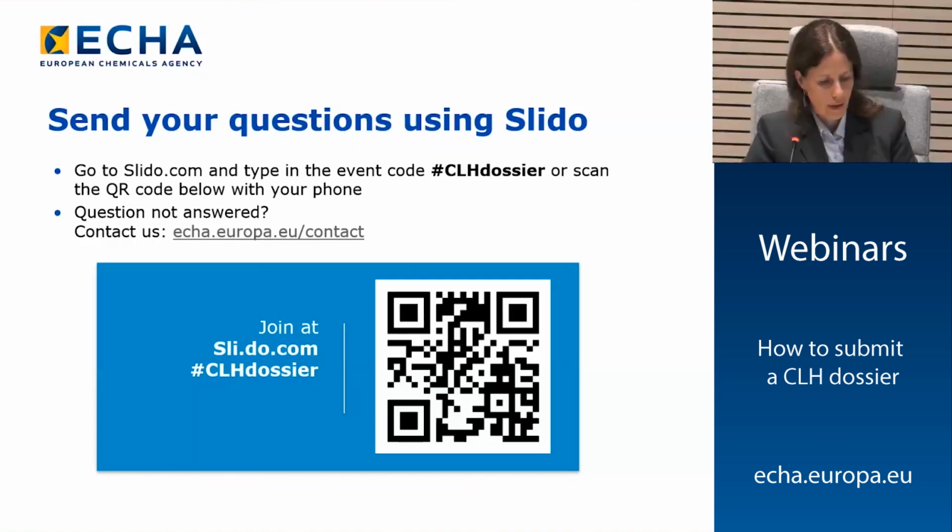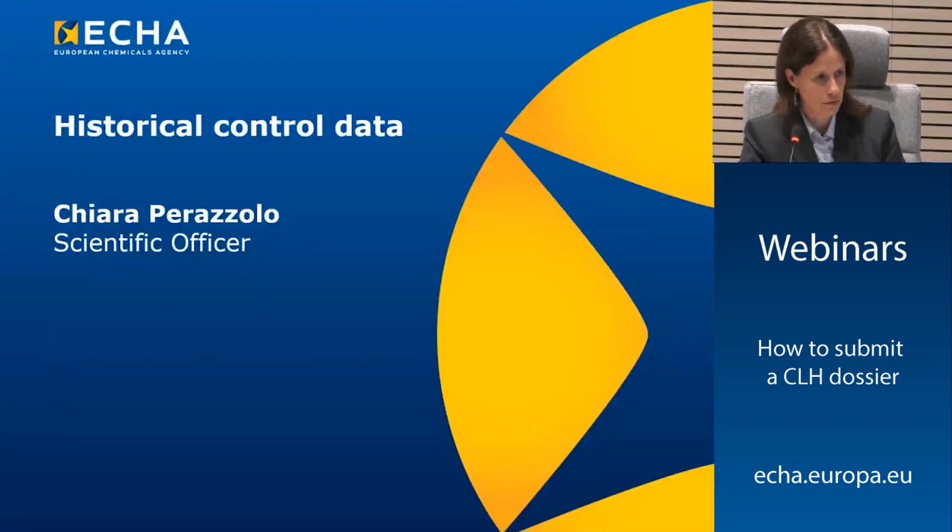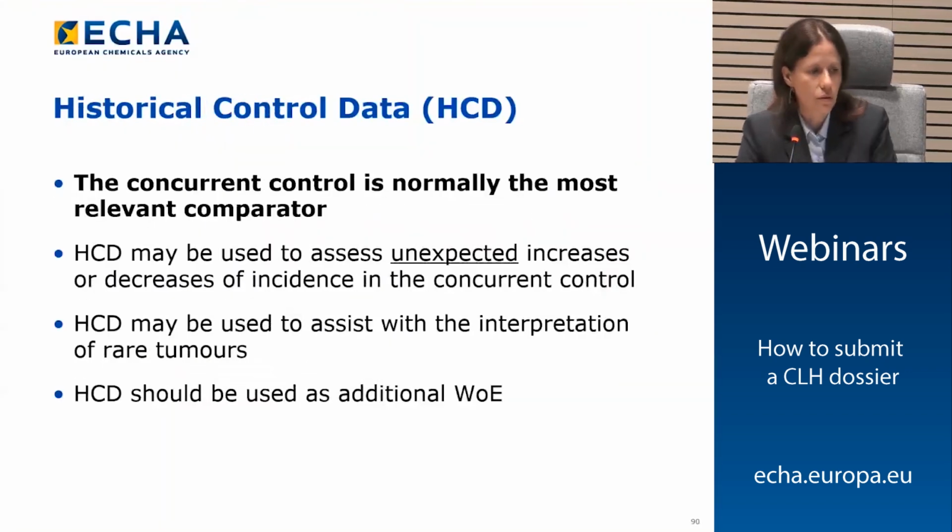Thank you. Good afternoon, everyone, again. So, historical control data. First and foremost, I would say that the concurrent control is normally the most important relevant comparator. That's because it's the only control where you are 100% sure that the conditions are exactly the same as in your tested group, because it runs in parallel, at the same time, with the same laboratory staff in the same laboratory. All the conditions are exactly the same.